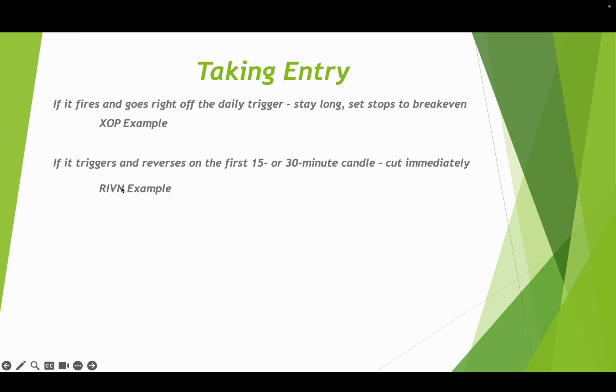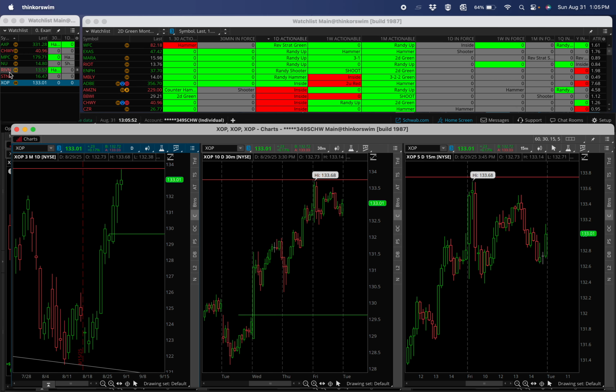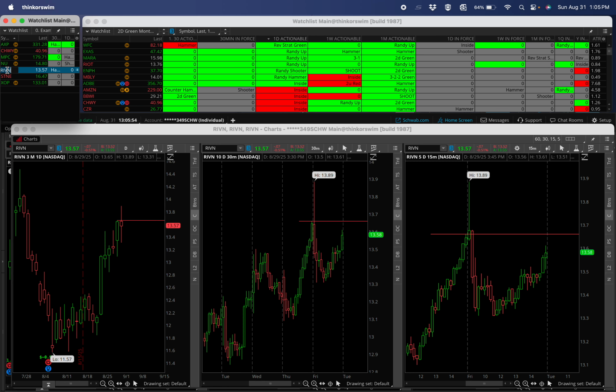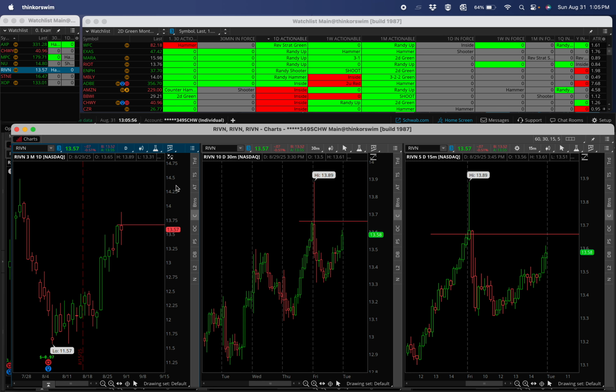All right, here's the next one. If you take an entry and the first 15 or 30-minute candle fails, you cut immediately. Here's an example from Friday, a stock that just gave me bad vibes going in. I had a feeling it might get burned there. But here, right? So here's your 9:30 candle. Here's your 15-minute 9:30 candle, right?